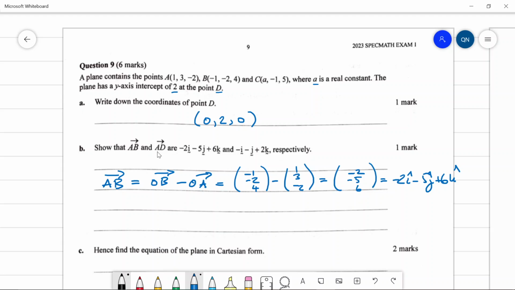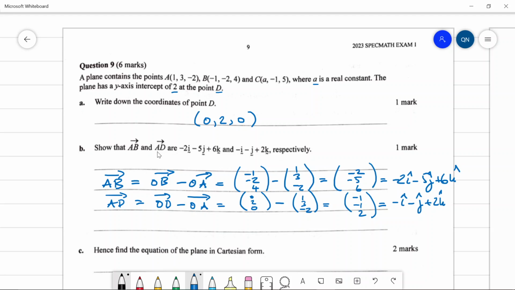And we do the same thing for AD as well. So what's AD? AD is just going to be OD minus OA. What's OD? It's 0, 2, 0 minus OA, which is 1, 3, -2. So that's just going to be -1. 2 minus 3 is -1. 0 minus -2 is 2. So we get minus i hats minus j hats and then plus 2k hats.